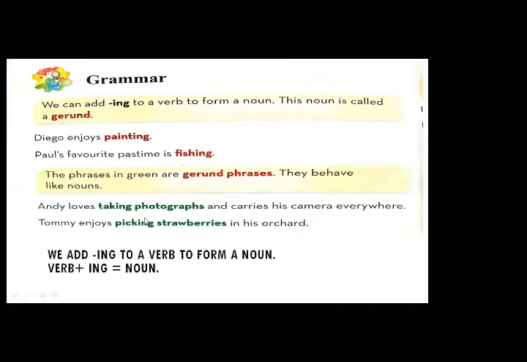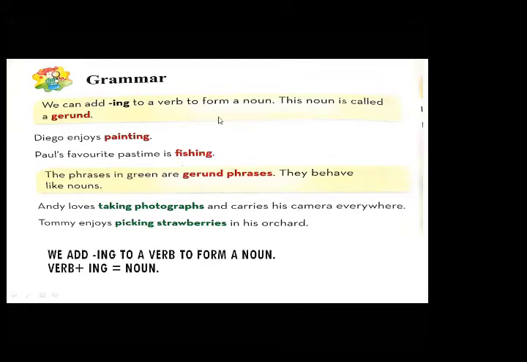So how do we form a noun? By adding ing with the verb, we can form a noun. And gerund phrases behave like a noun, meaning taking photographs behaves like a noun. It gives you the information about the noun. Andy, what does Andy love? Andy loves to take photographs and carries his camera.